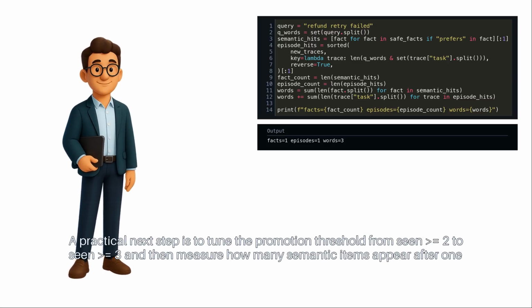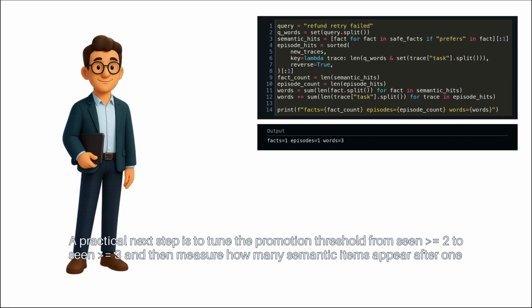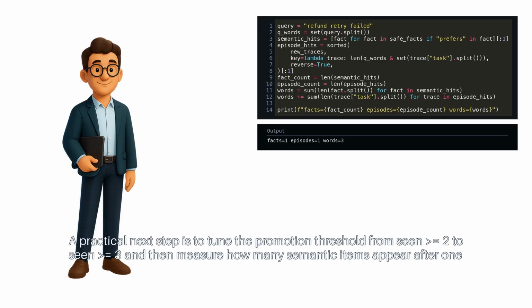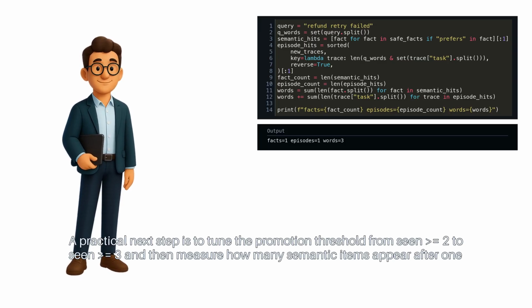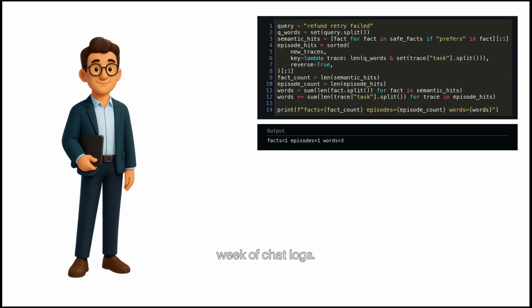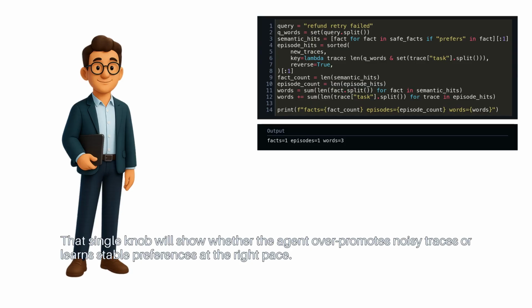A practical next step is to tune the promotion threshold from seen greater than or equal to 2 to seen greater than or equal to 3, and then measure how many semantic items appear after 1 week of chat logs. That single knob will show whether the agent overpromotes noisy traces or learns stable preferences at the right pace.